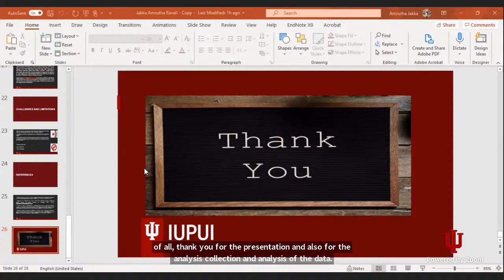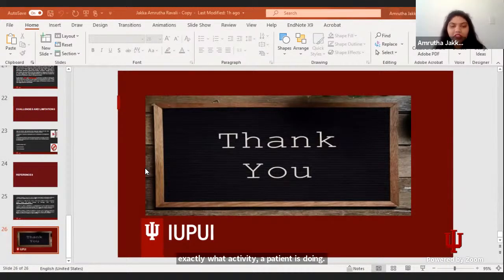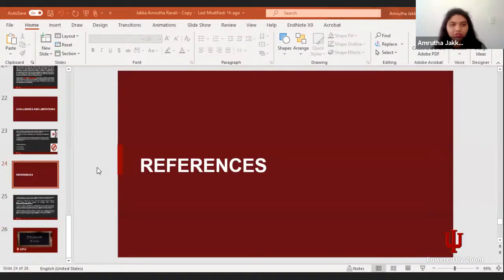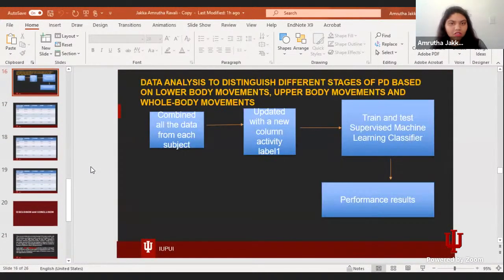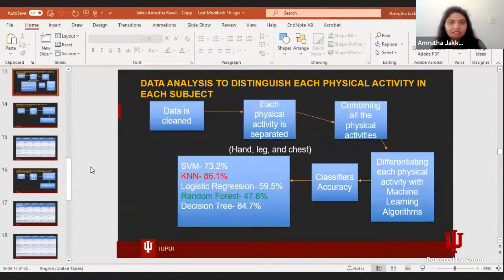But what do the data tell you? Is it really possible to use the sensors to find out exactly what activity a patient is doing? Yes, Professor. By using machine learning algorithms like the classifiers, we can differentiate a particular exercise or physical activity performed by a patient. I'll show you, one second. This is the evidence saying that each physical activity can be separated from a data set which consists of n number of physical activities.